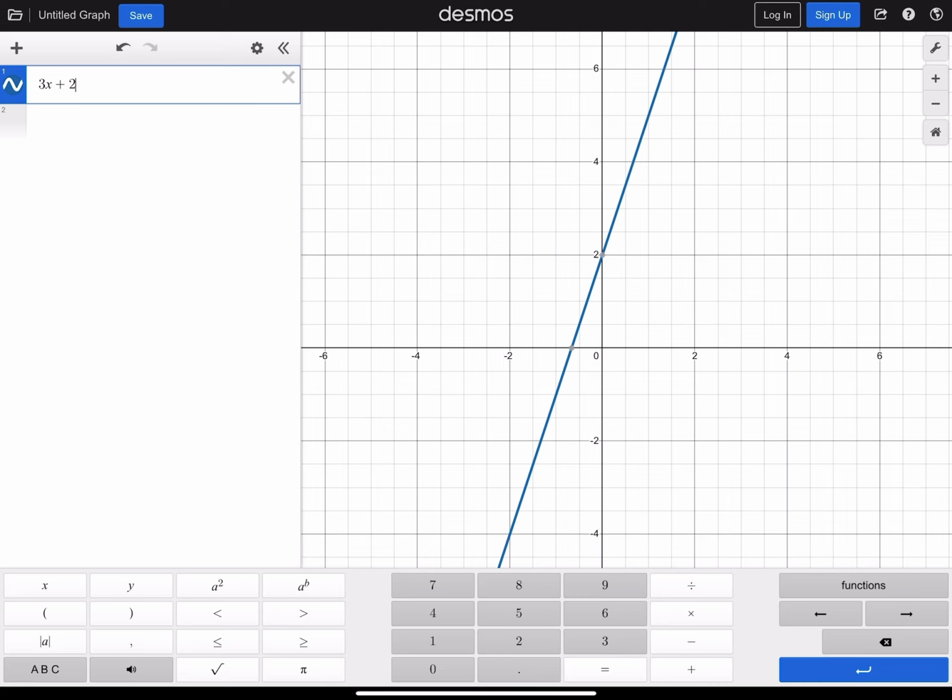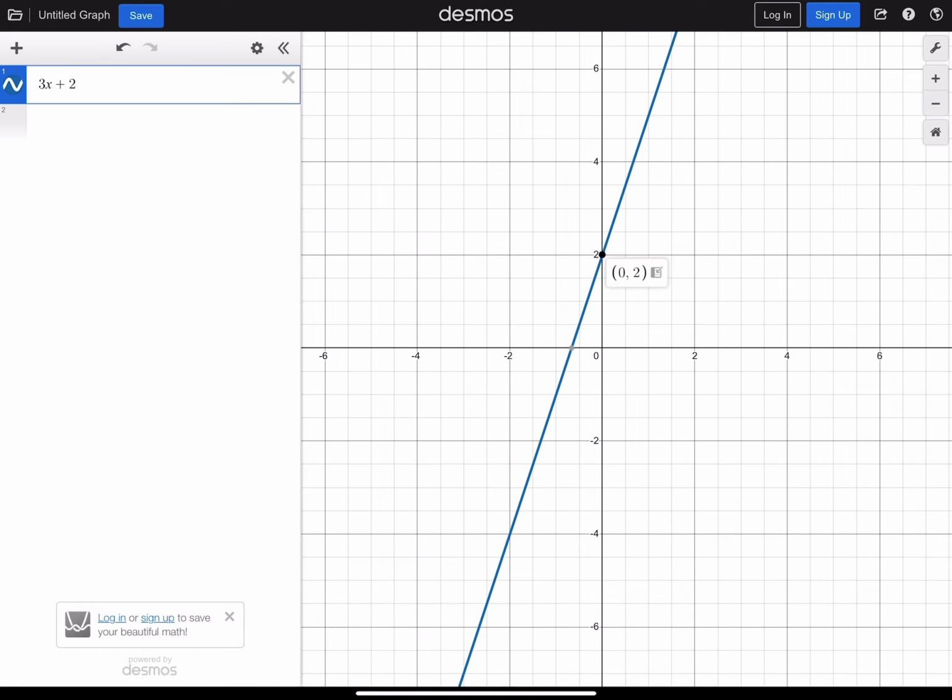But it can graph. You can also identify points on that graph. So here I can see there's the y-intercept at (0, 2). And there's the x-intercept, which is about at (-2/3, 0) there. All right, so an x and y intercept there. You can also slide for any point along the graph should you need a specific one there. So that's very helpful for this as well.